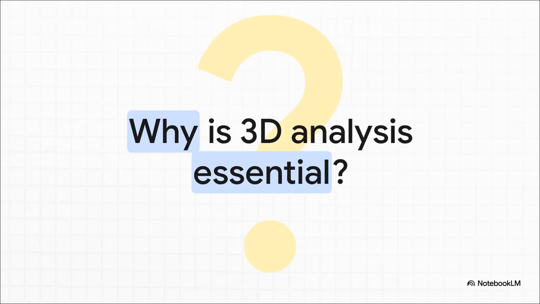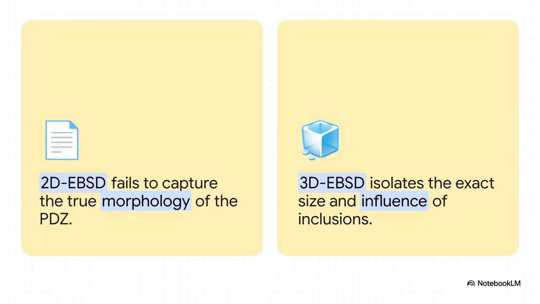So, as researchers, we really have to ask ourselves, why does traditional 2D electron backscatter diffraction, good old 2D EBSD, fail so hard at capturing the true morphology of the particle deformation zone? I mean, for decades, we've relied on these flat cross-sections. But when you're dealing with localized strain fields wrapped around complex 3D particles, a single slice simply doesn't tell the whole story. The crucial takeaway here is that 3D EBSD is a total game changer.